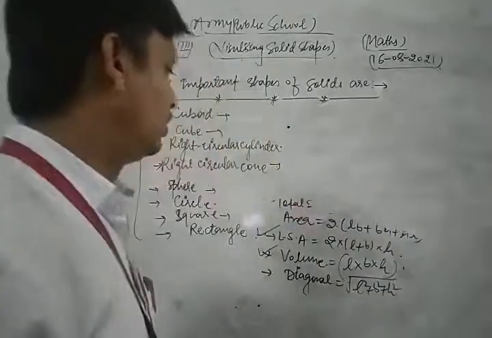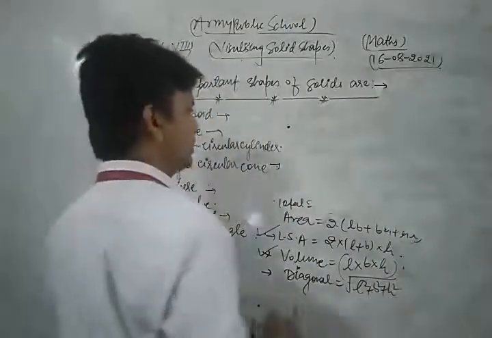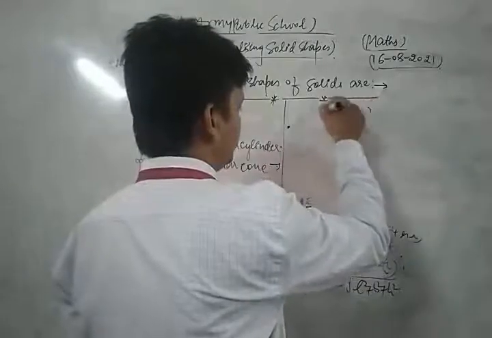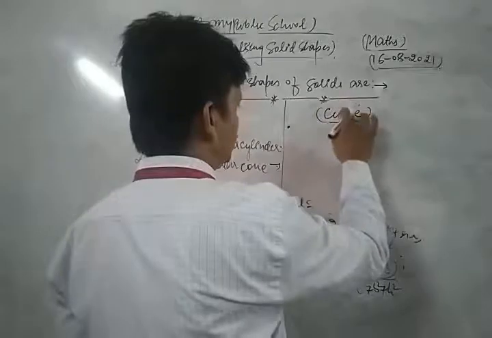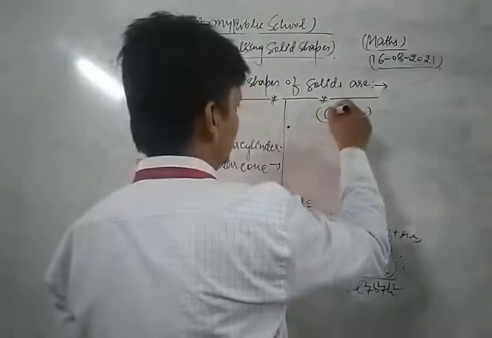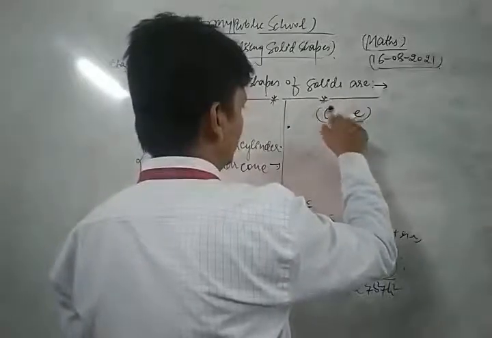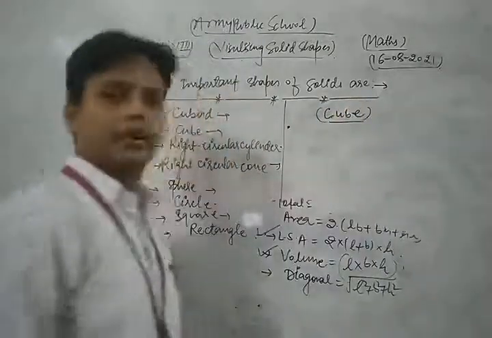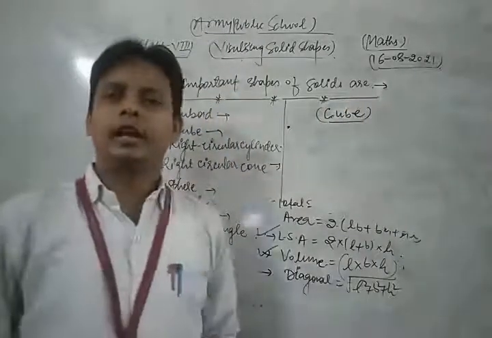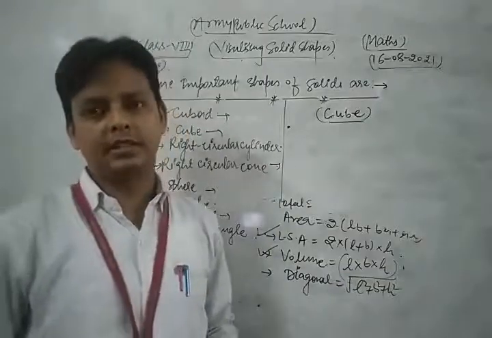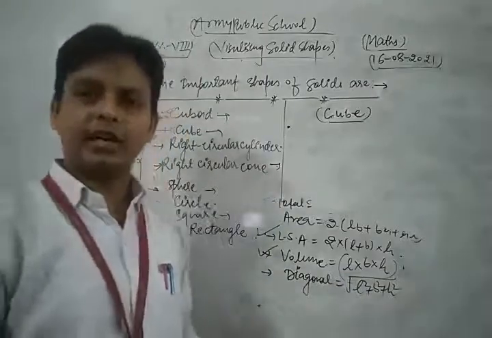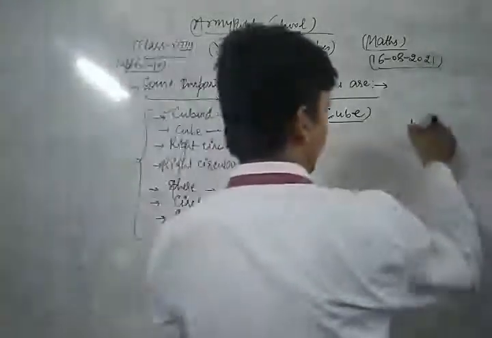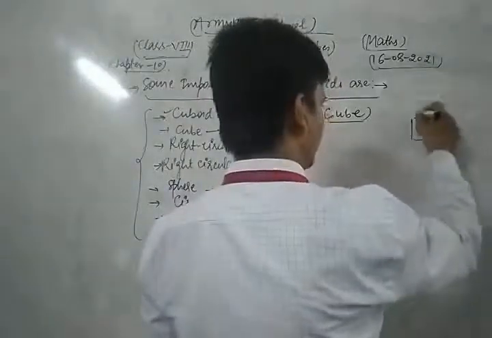Look, dear friends. Now we are going to discuss the next shape of solid, which is the cube. What is the concept of a cube? Dear friends, a cube is a special type of cuboid in which all of its length, breadth, and height are equal to each other. This is another shape of solid, like the cuboid.